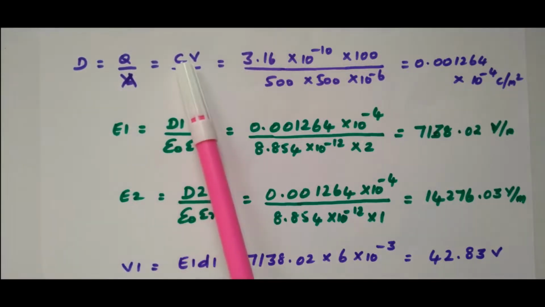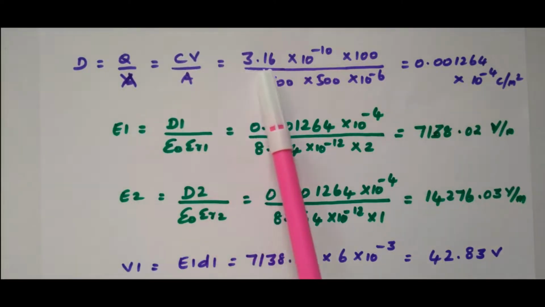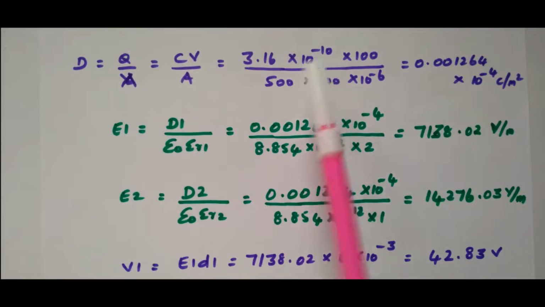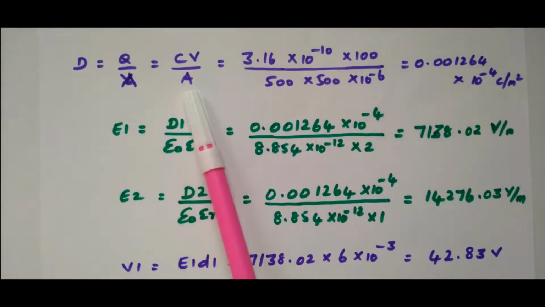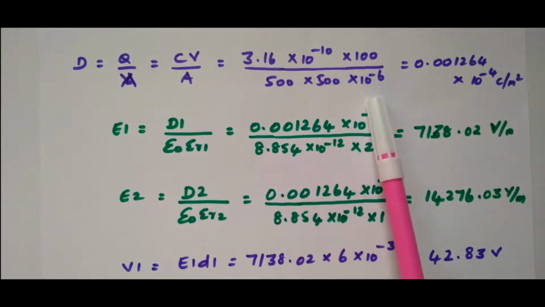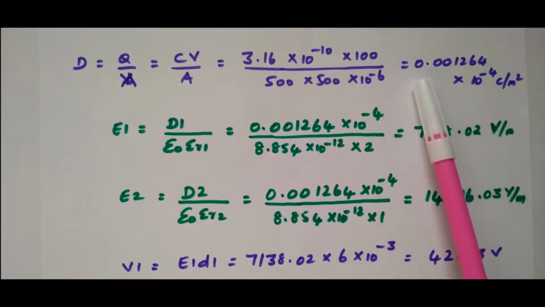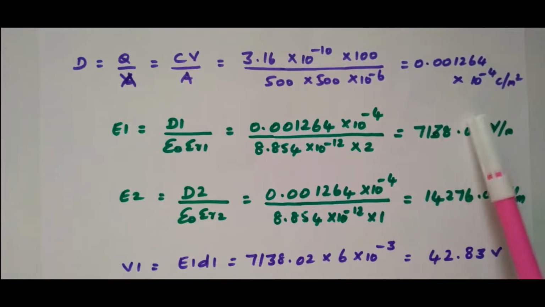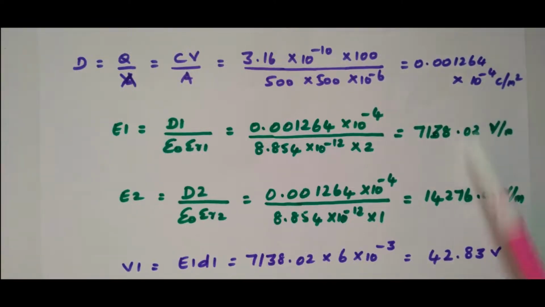Now we'll substitute this C value. We calculated the capacitance as 3.16 into 10 to the power minus 10. The applied voltage will be 100. What is the area? 500 into 500 into 10 to the power minus 6, right? We will substitute all the values. It is better to take 5 to 6 decimals, so that the answer will be very accurate. Normally, if you take 6 digits after the decimal, the answer will be very near, right?